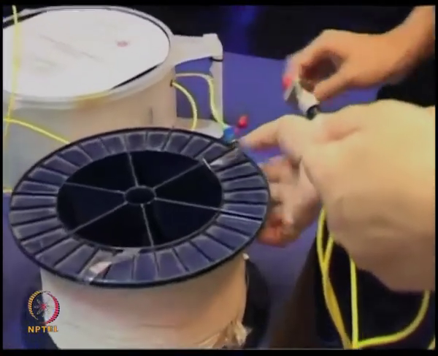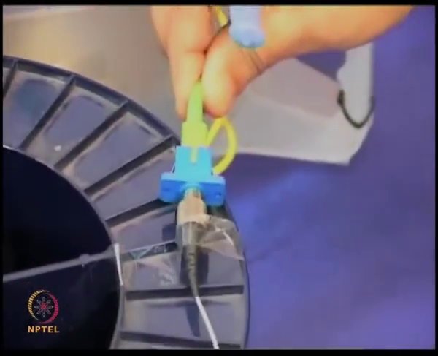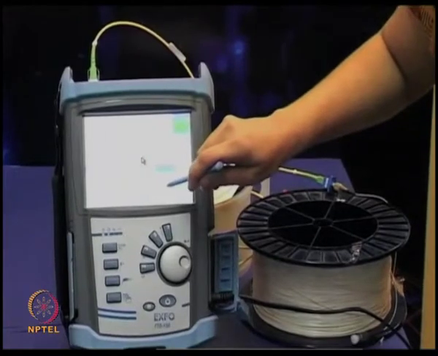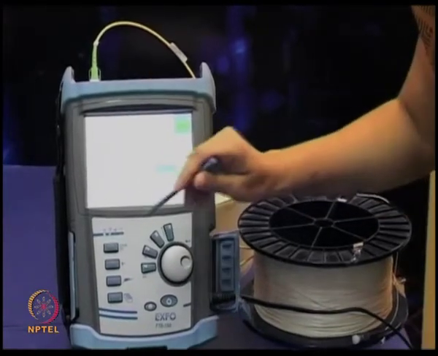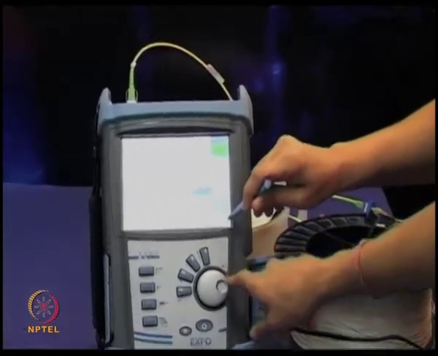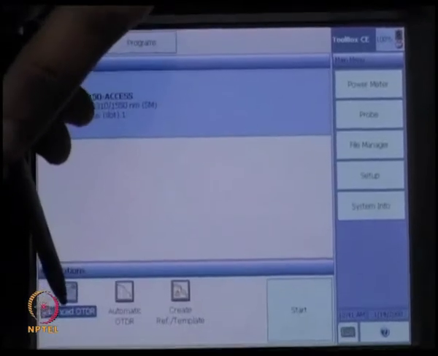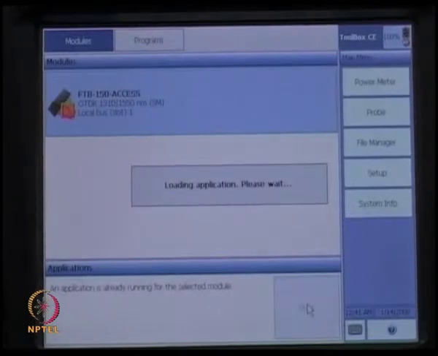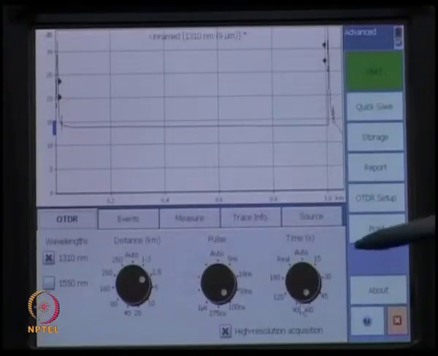Now what we can do is, we can take these two spools of optical fiber and connect it, and we would like to see from OTDR the signature of these two fibers plus also the location of the joint.